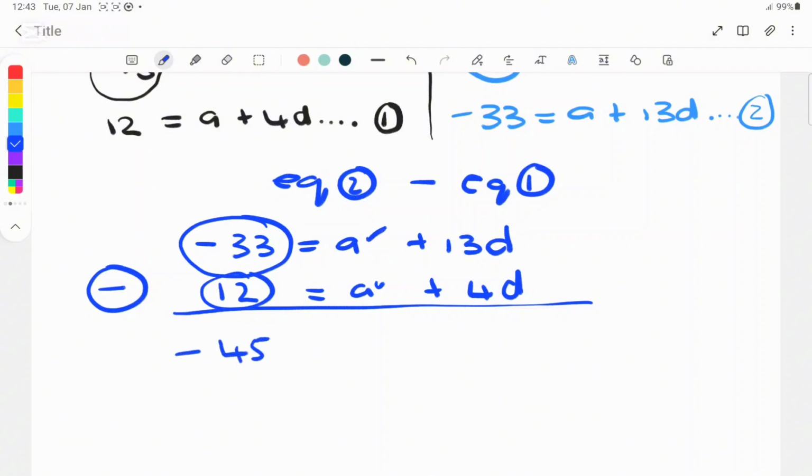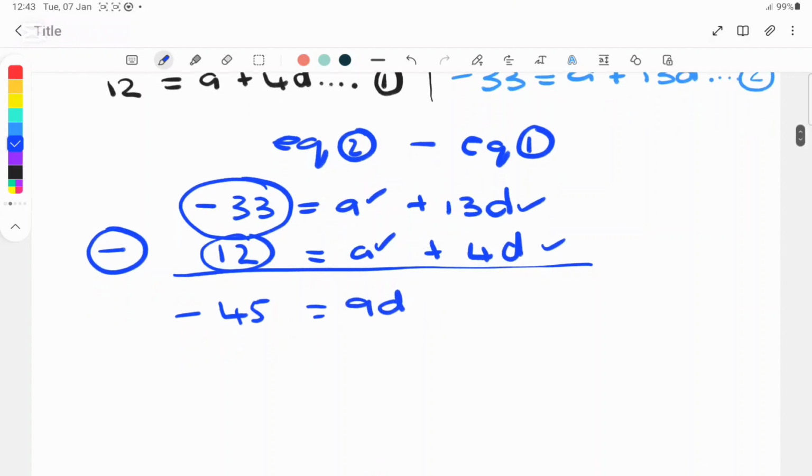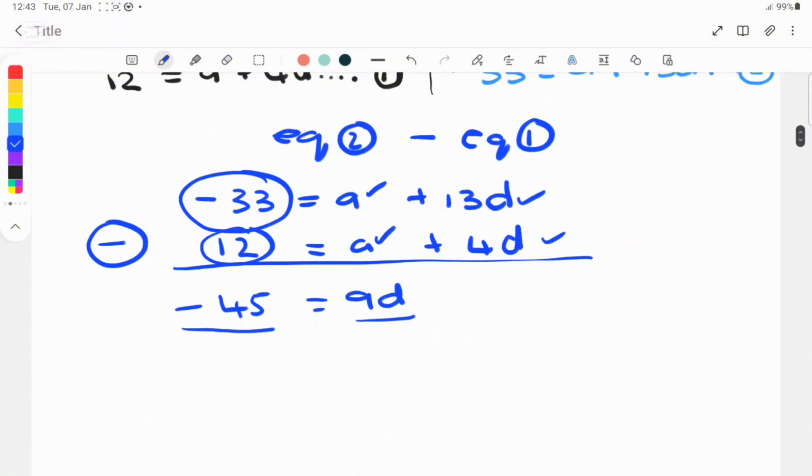Then A minus A cancels. 13 minus 4 gives me 9D. And to get D by itself, I divide both sides by 9. So I get my D to be negative 5. So I have solved for D. Now I still need to solve for A.